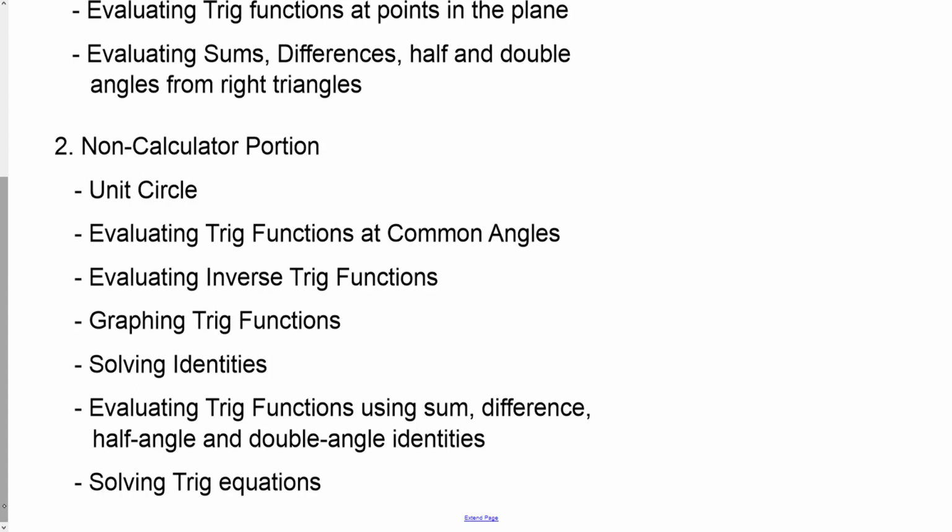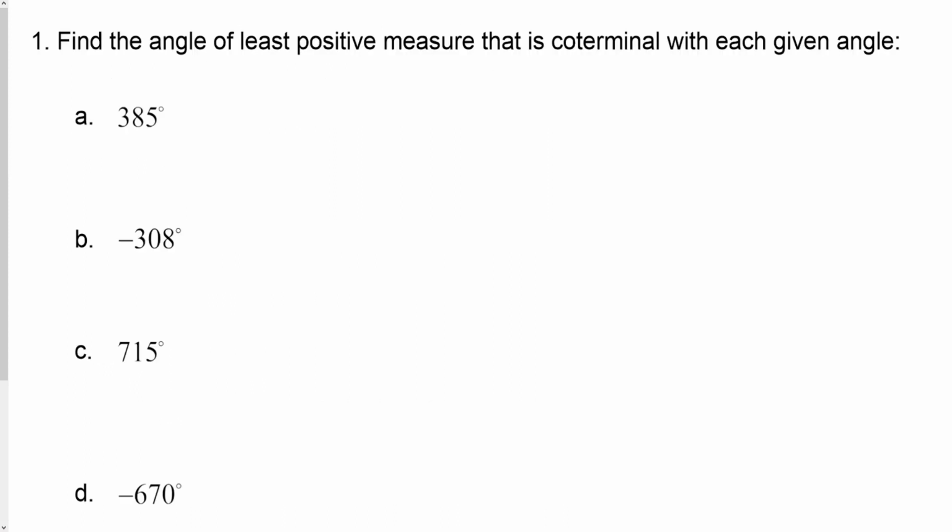Okay, let's get started with the review, and we'll begin with question number 1. Find the angle of least positive measure that's coterminal with each given angle. Well, to find coterminal angles, you basically start with an angle measure that is outside of the range of 0 to 360 degrees or 0 to 2 pi radians. And you just need to add or subtract 360, 2 pi, whichever applies, in order to get into that range.